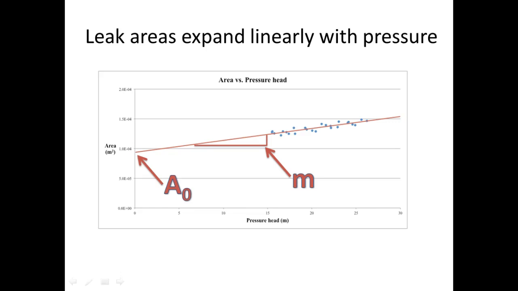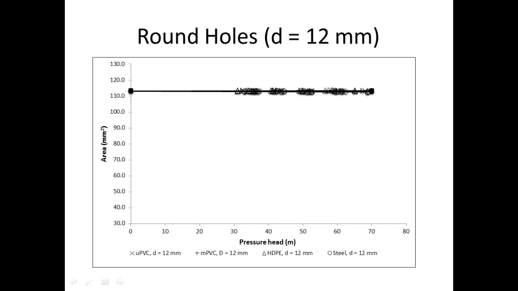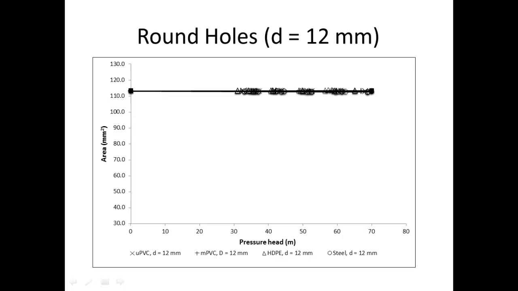So the idea is now, and just to show you some of our other experimental results, this is round holes. And so for round holes, you can see that the area is basically constant. It doesn't matter what the material is. Those are two types of PVC pipes, HDPE and steel pipes. For round holes, the areas are very stable in all types of pipe materials.